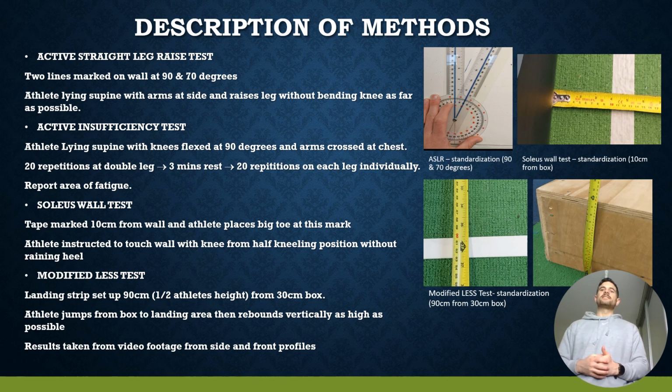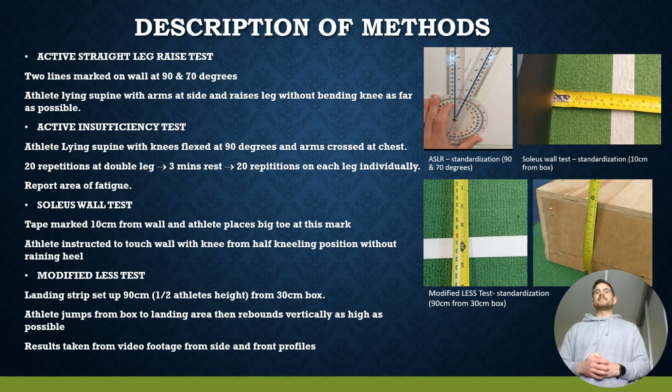For the Slayes wall test, a strip of tape was marked out on the ground 10 cm away from a box. The athlete was instructed to start upright half kneeling on a soft surface with their big toe at the 10 cm mark. When they were cued, they were to try to touch the box with their knee without raising their heel. Recordings were taken from a side profile and above the knee to capture any failings.